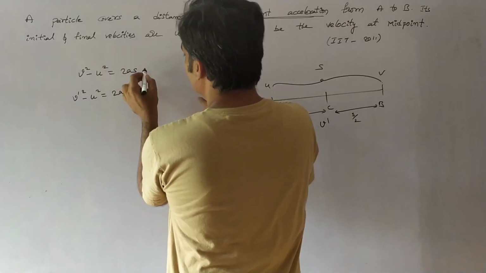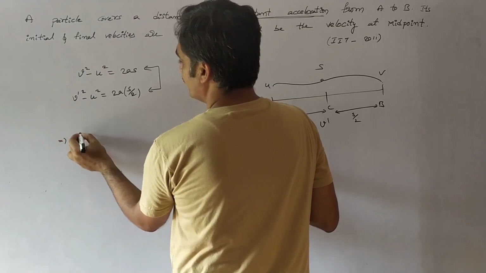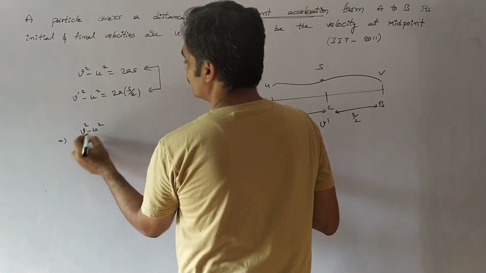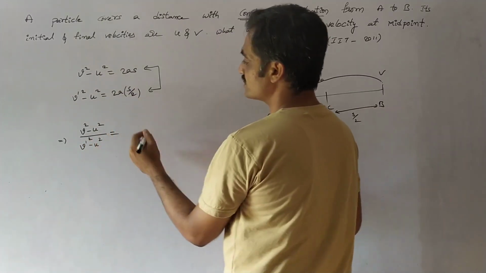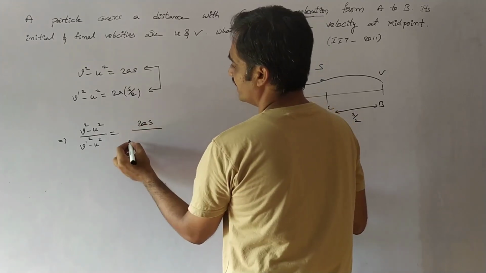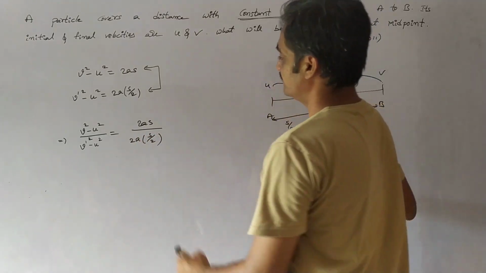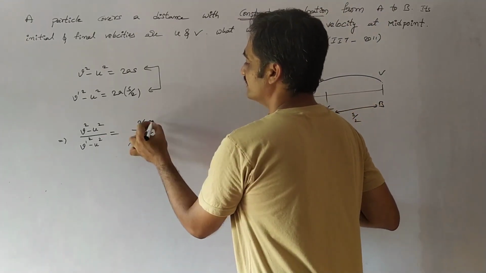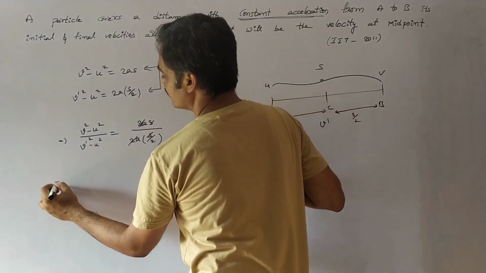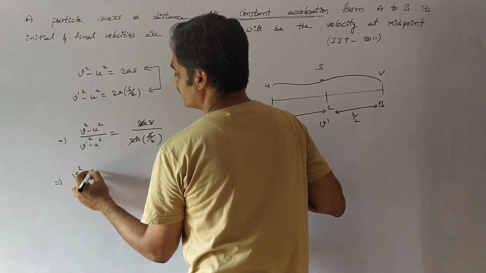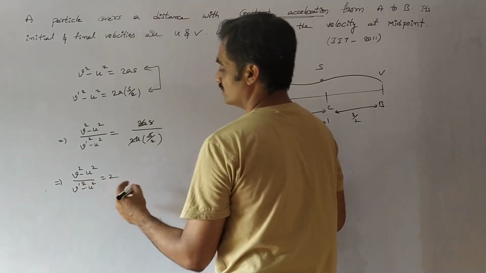So now what we have to do is divide both these equations. As we divide both these equations, we have v square minus u square by v dash square minus u square equals 2as by 2a into s by 2. Observe that 2a gets cancelled and s gets cancelled. Here we have 1 by 1 by 2, so we can write it as 2. So v square minus u square by v dash square minus u square equals 2 by 1.